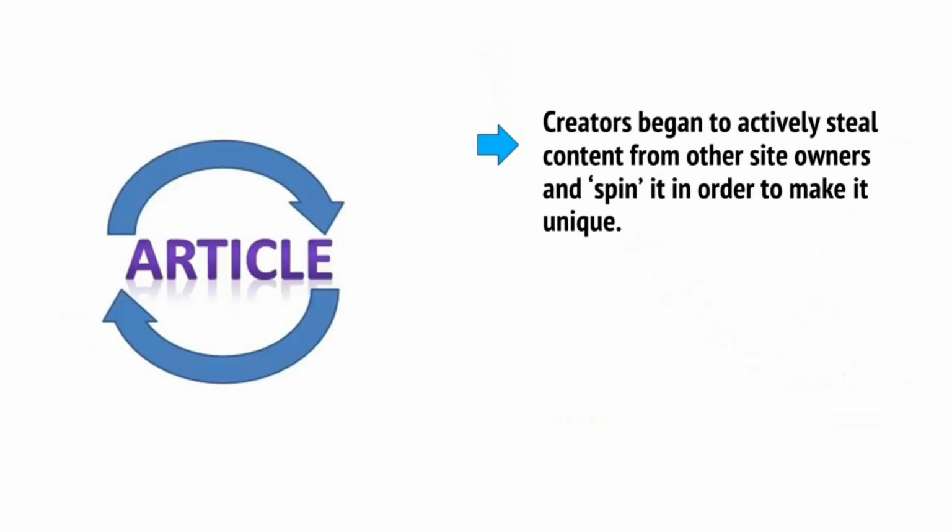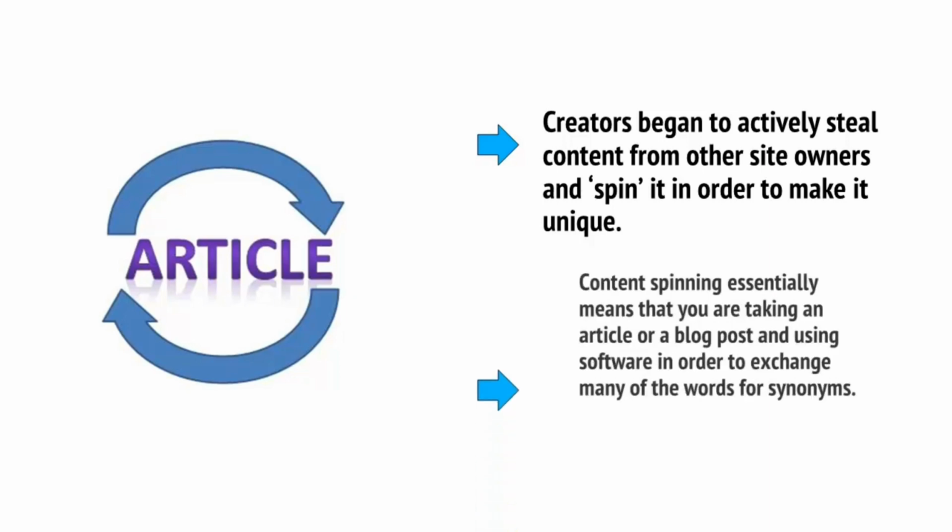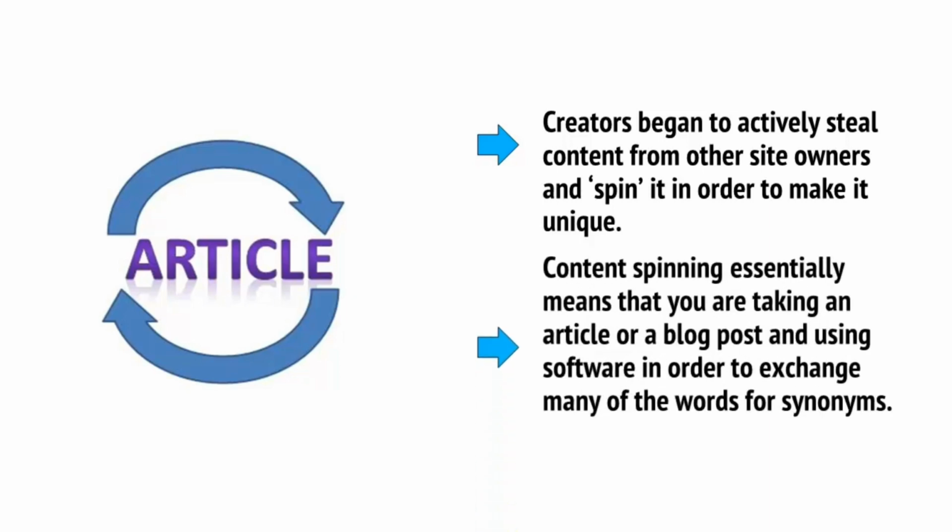Creators began to actively steal content from other site owners and spin it in order to make it unique. Now, Google won't rank duplicate content, otherwise it would risk making every search result identical. So, content spinning, as it came to be called, essentially means that you're taking an article or a blog post and using software in order to exchange many of the words for synonyms.